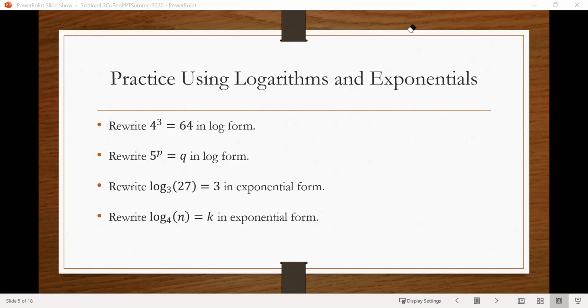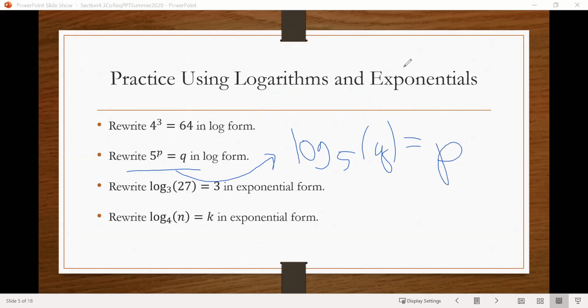So here, we don't have any numbers except for the 5, but we can still do this, right? So it'd be log, again, our base here is 5. The number we get is q, equals p. And again, the question over here on the left is 5 to what power gives us q? So log base 5 of q is saying 5 to what power gives us q? And the answer is p. Right?